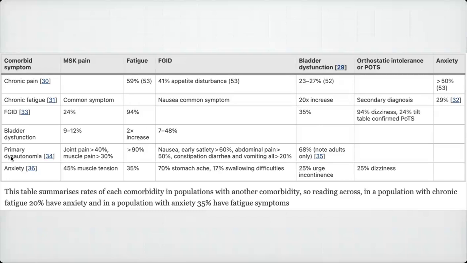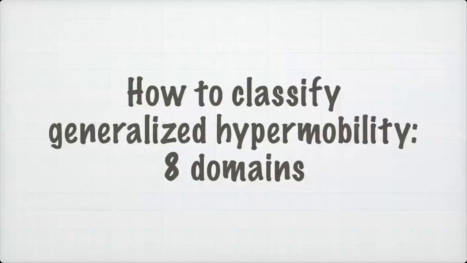Look at primary dysautonomia. Almost nearly the highest amount of joint pain and muscle pain was reported among patients with primary dysautonomia. Over 90% of them had fatigue and many symptoms of nausea, abdominal pain, constipation, and other issues regarding bowel and bladder control. So very interesting to look at how they impact one another.